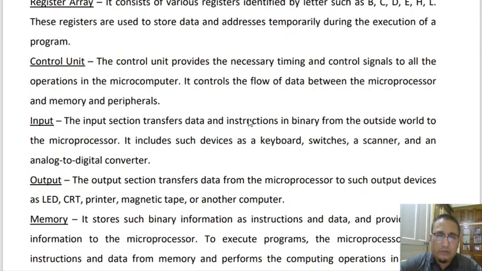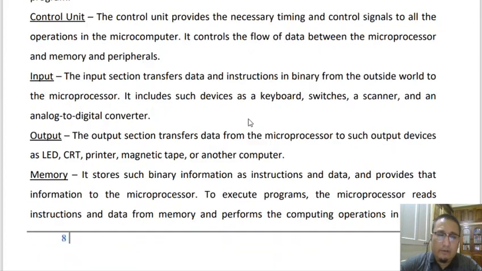Likewise, we have the input unit. The input unit is responsible for transferring data bytes and instruction bytes from the environment to the microprocessor. It includes devices such as switches, scanners, and analog to digital converters. Likewise, we have the output unit. The output unit is capable of transferring data bytes or output from the microprocessor back to the environment. For example, you have printers, magnetic tape, and other devices.